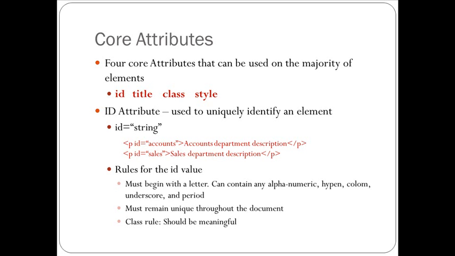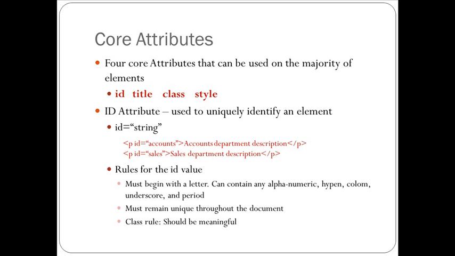So the ID, it's just ID equals string. That string is whatever you want to name the ID. And the examples here, ID equals accounts, ID equals sales. I can then specify styling to the paragraph with the ID accounts. I can do the same thing for sales. And it's now saying this is the paragraph that describes the accounts department. This is the paragraph that describes the sales department.